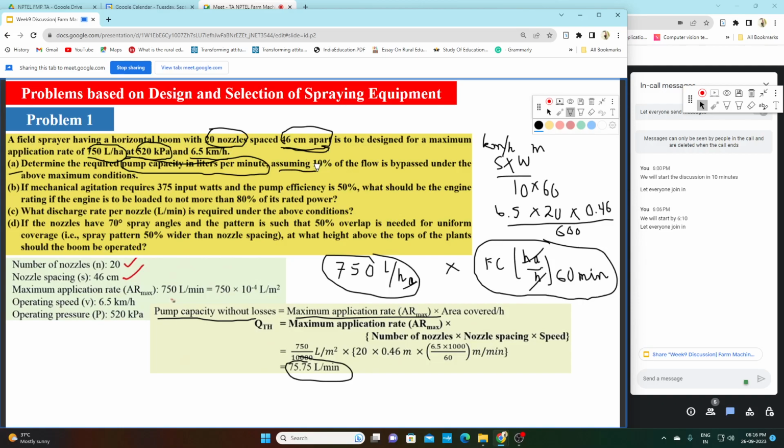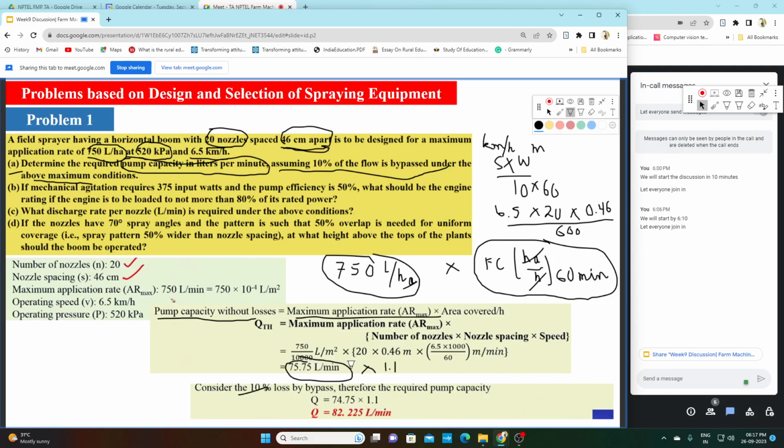The question is asking, assuming 10% of the flow is bypassed under the above condition, that means we require 10% extra flow for our pump. So how to convert it? 10% extra, we just have to multiply by 1.1. When we multiply 1.1 to it, our pump capacity will come with losses. Considering 10% losses, we just have to multiply this value with 1.1.